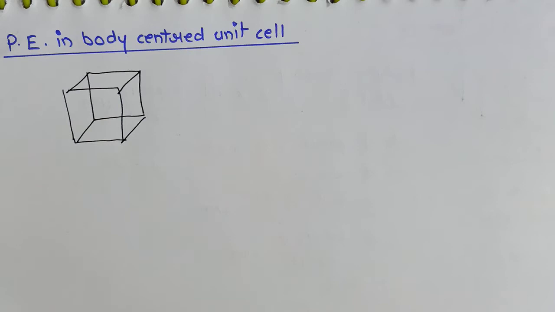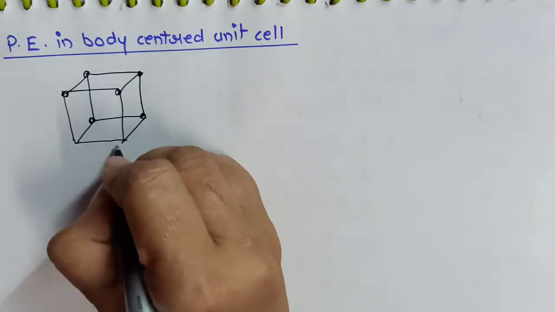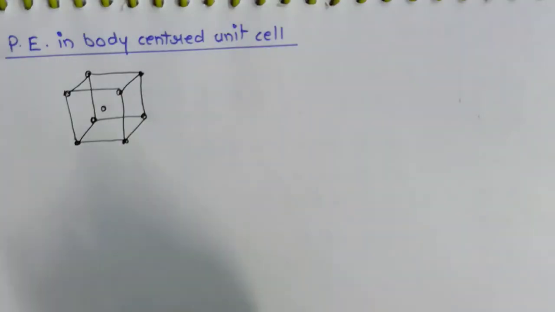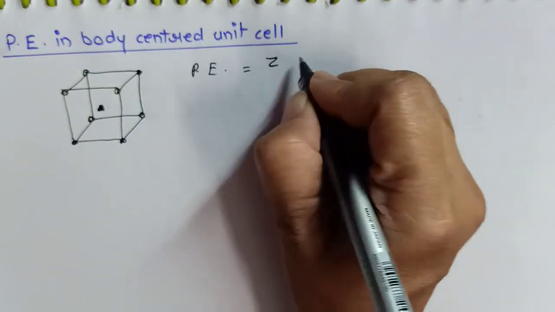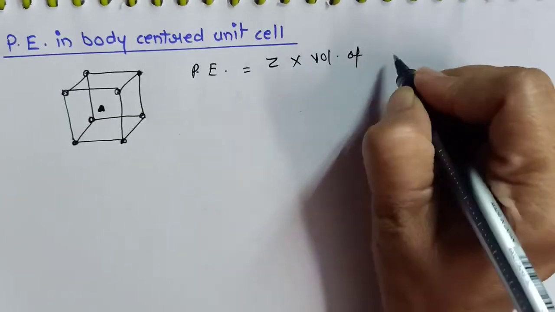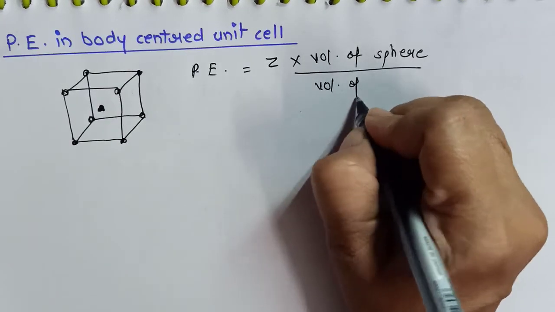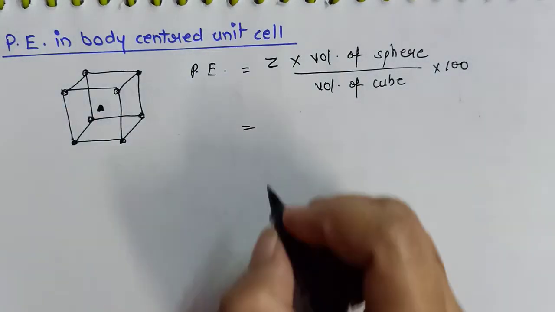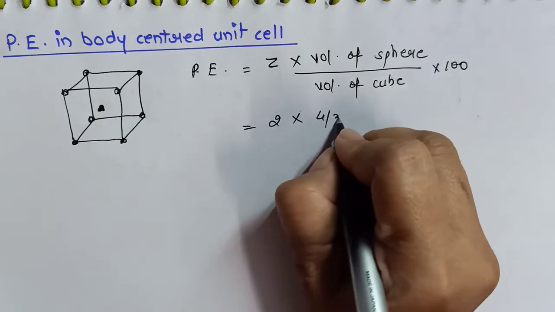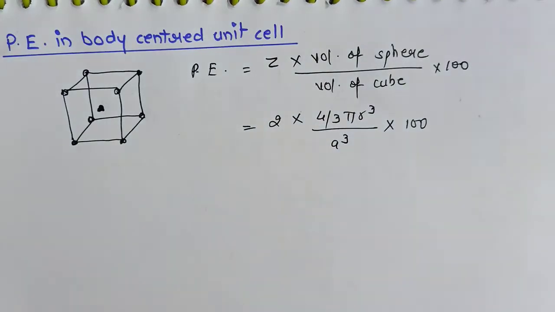Now let us calculate packing efficiency in body-centered unit cell. In body-centered unit cell, 8 atoms occupy 8 corners and 1 particle is inside the body. So packing efficiency formula is Z into volume of sphere upon volume of cube into 100. We know Z for body-centered unit cell is 2. Volume of sphere 4 by 3 pi r cube upon volume of cube a cube into 100.